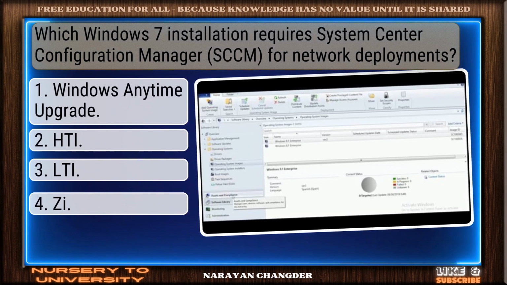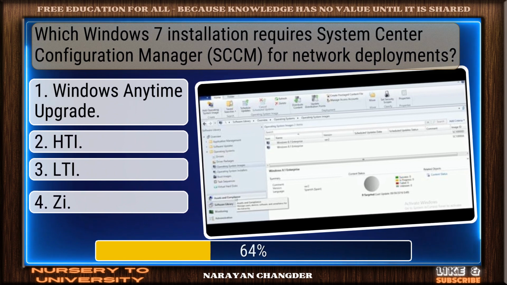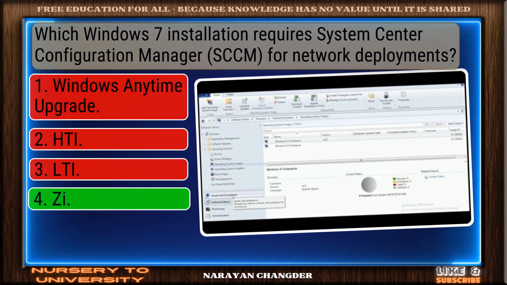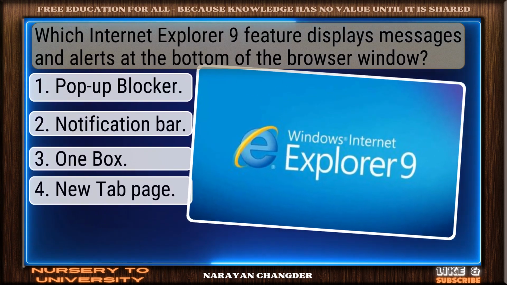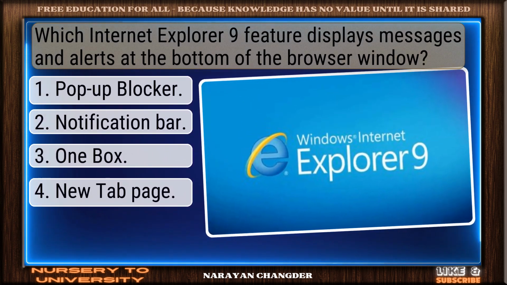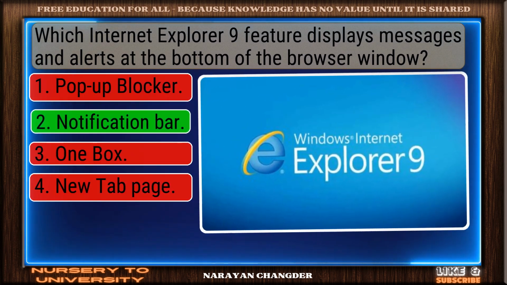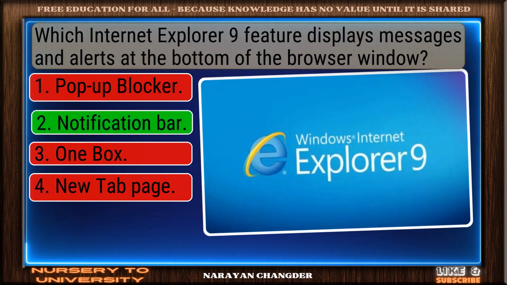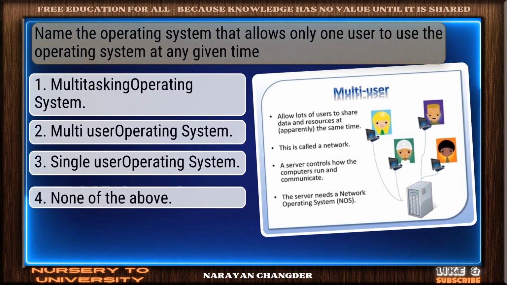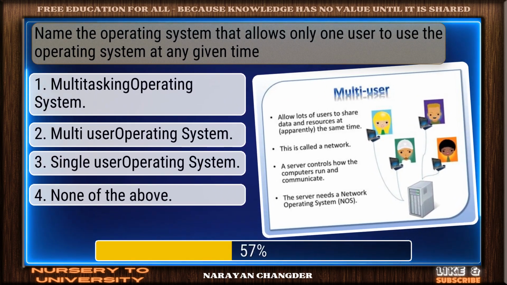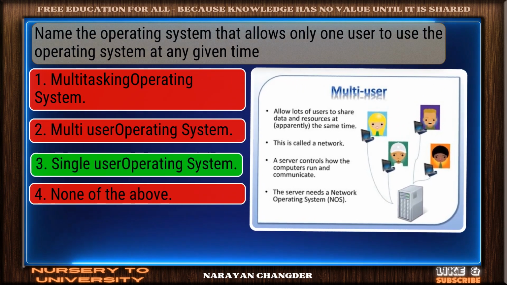Which Windows 7 installation requires System Center Configuration Manager for network deployments? Great thinking. ZTI is the right choice. Which Internet Explorer 9 feature displays messages and alerts at the bottom of the browser window? Good thinking. Notification bar is the right answer. Name the operating system that allows only one user to use the operating system at any given time. You got it. Your choice, single-user operating system, is right.